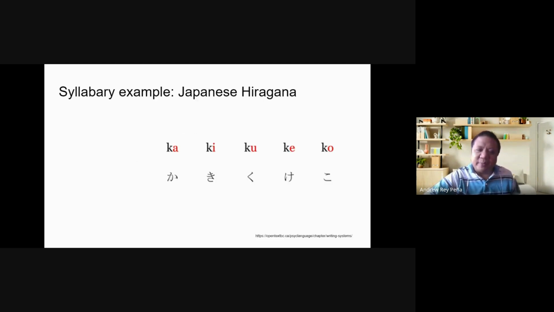So here's an example of syllabary. This is the writing system for Japanese hiragana. The first symbol on the left is ka. The second symbol from the left is ki. The symbol in the middle is ku. The fourth symbol from the left is ke. And the fifth symbol is ko. So it's the syllables that are represented in a syllabary, just like in Japanese hiragana.